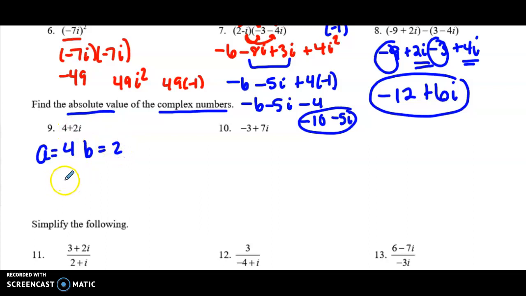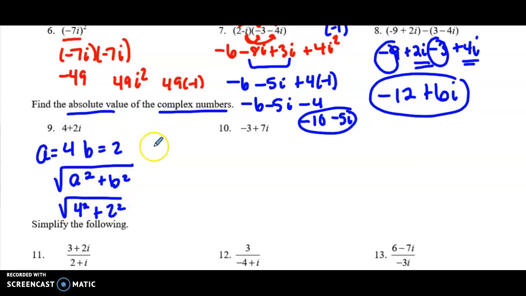To find the absolute value, you're going to use your distance formula, and you're just going to do the square root of a squared plus b squared. So maybe make sure you write this down, so when you're going back to reviewing this, you can take a look. So you have 4 squared plus 2 squared, which gives you the square root of 16 plus 4, which is 20. And then I can simplify this into 4 and 5. So square root of 4 is 2, so you have 2 rad 5.